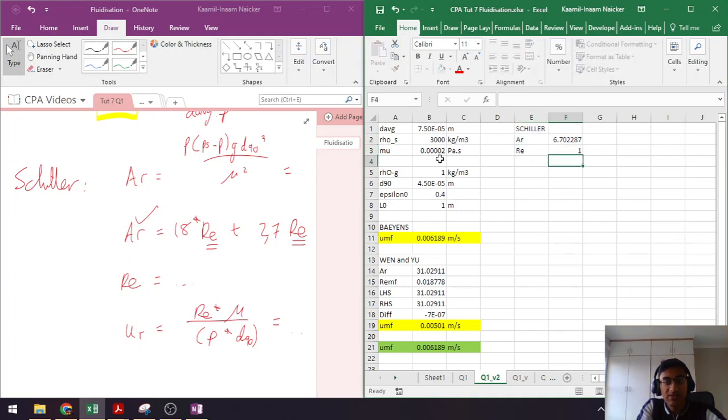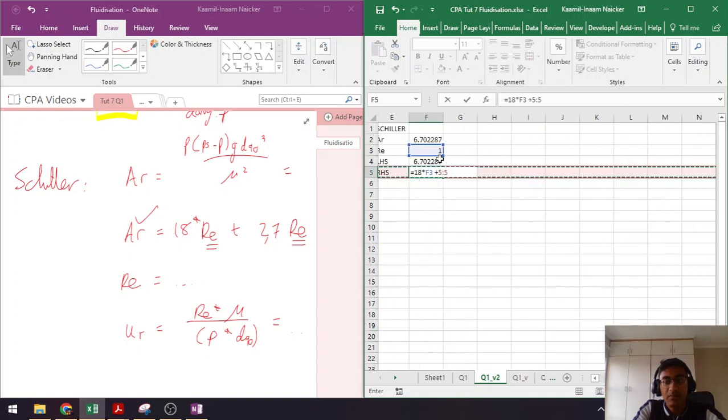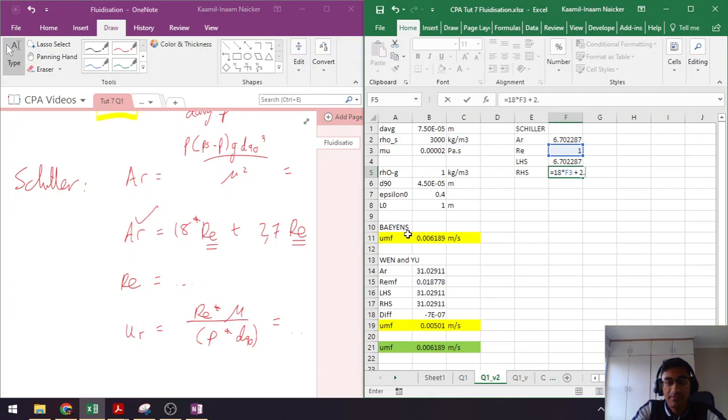So I'm going to guess a Reynolds number of 1 once again, and then I'm going to set up the left hand side and right hand side. My left hand side of the equation is simply equal to the Archimedes number. My right hand side is equal to 18 times the guessed Reynolds number, plus 2.7 multiplied by the Reynolds number to the power of 1.68. Okay, so that's my right hand side.